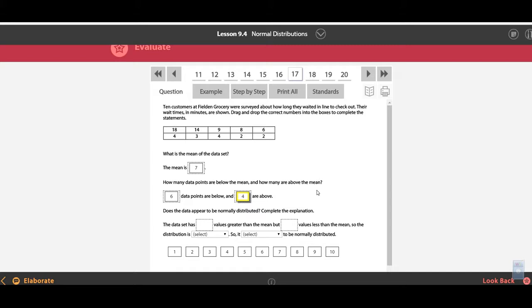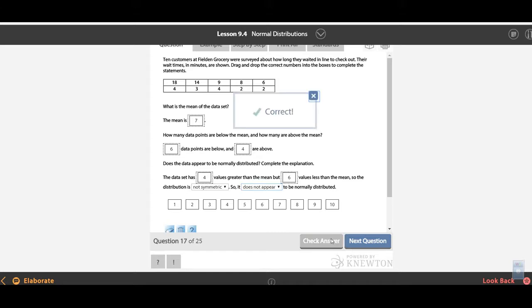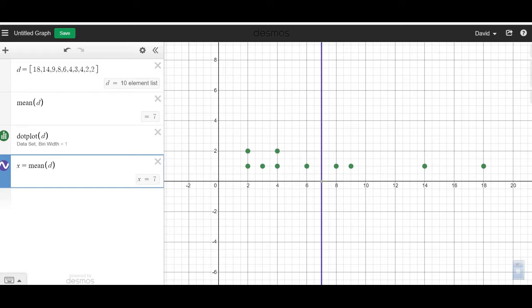Does the data appear to be normally distributed? All right, the data has 4 values greater than the mean, but 6 values less than the mean. So the distribution is not symmetric. So it does not appear to be normally distributed. And now I know that we can check our answer and we are correct. So kind of boring there.